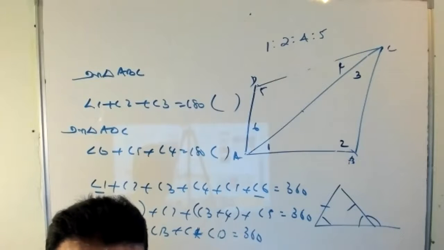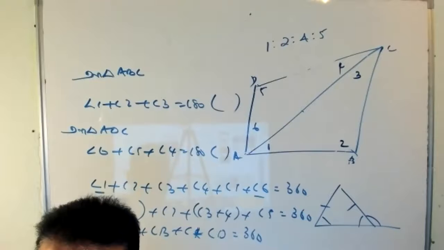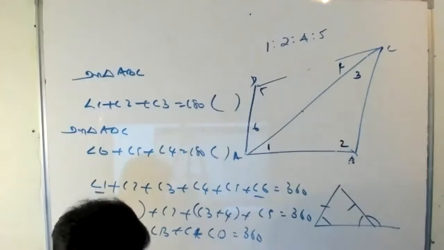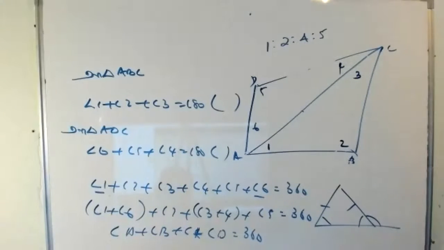Done, sir. Okay. So what's the answer? Done, sir. 30, 60, 120, and 30, 60, 150. 120. Okay.